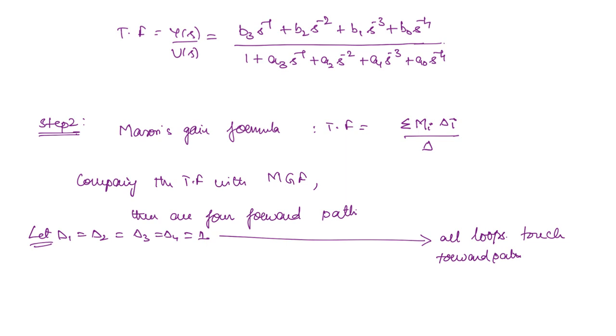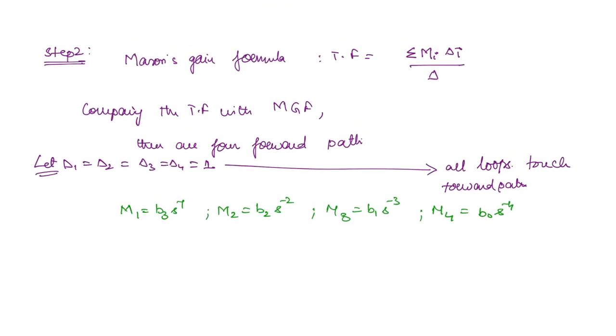Then M1 you are going to get as b3 s to the power minus 1, M2 is b2 s to the power minus 2, M3 is equal to b1 s to the power minus 3 and M4 is equal to b0 s to the power minus 4. Similarly, comparing the denominator, delta is what? 1 minus the sum of all loop gains plus the sum of all products of 2 non-touching loops.